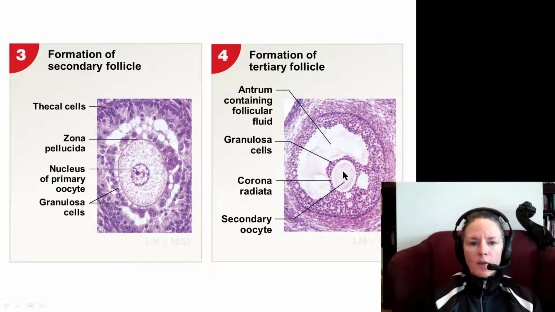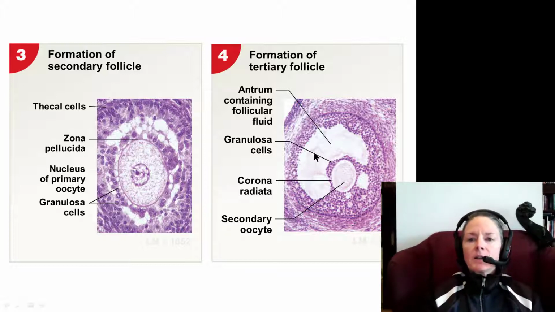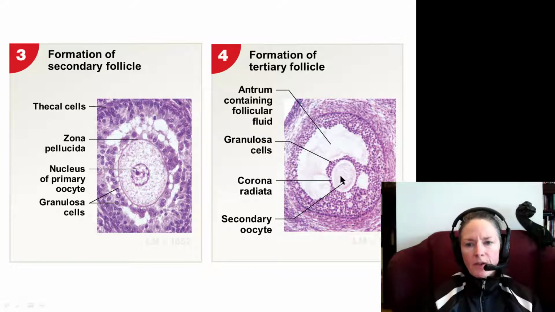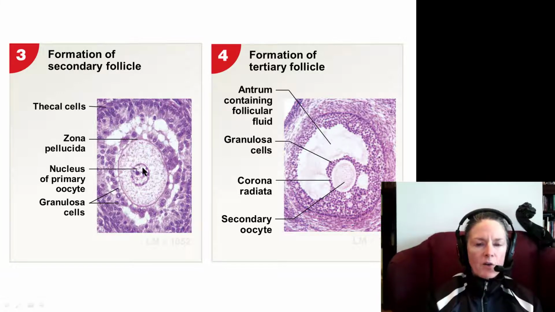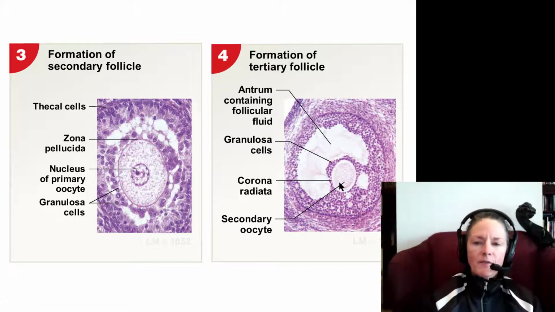secondary oocyte. Basically, by the time we get to the tertiary follicle, the oocyte will have started to undergo meiosis II, and then it will stop and be suspended there. So up to the secondary follicle, we had a primary oocyte, but by the time we get to the formation of the tertiary follicle, our primary oocyte will have started to undergo meiosis II, and it's now a secondary oocyte, and this is what's going to be released into the pelvic cavity.